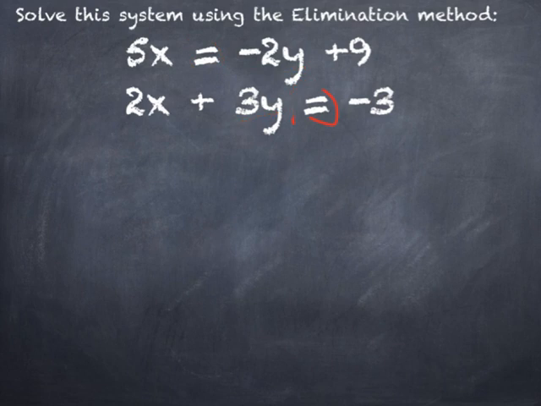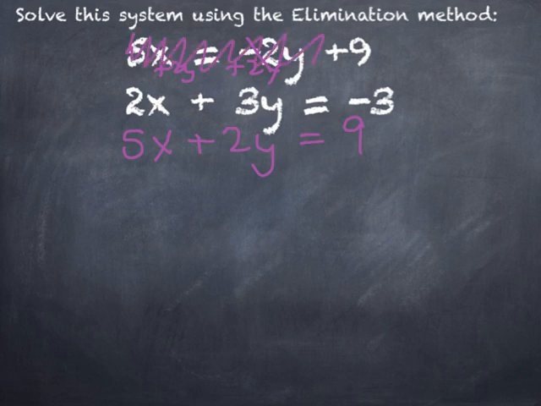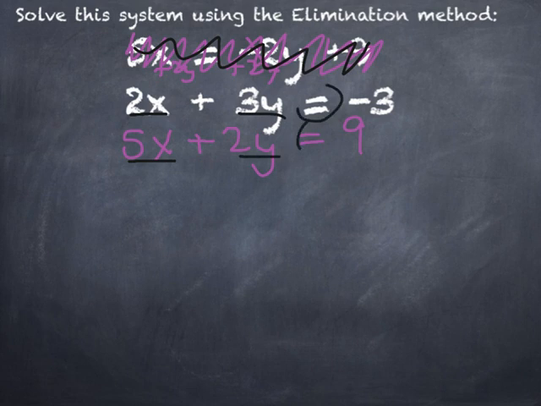So before I start using my elimination method, what I'm going to do is take that first equation and rewrite it to be 5x, and I'm going to add 2y to both sides to cancel it out there, so it's going to be plus 2y equals 9. Okay, so forget about this one because it wasn't in the right form. So starting over now, notice my x's line up, my y's line up, the equal signs line up, my constant numbers line up, and now I'm good to go.